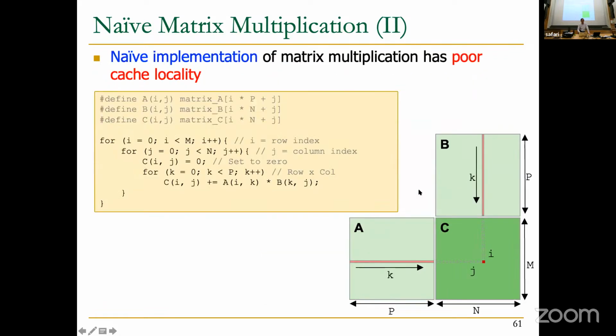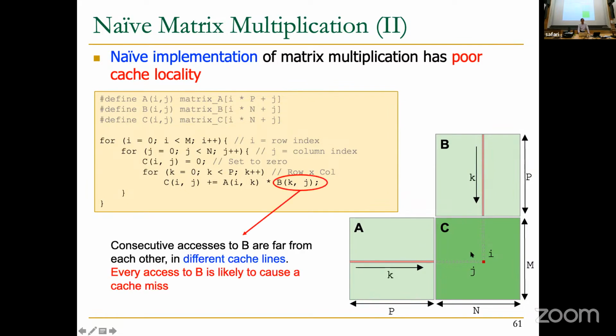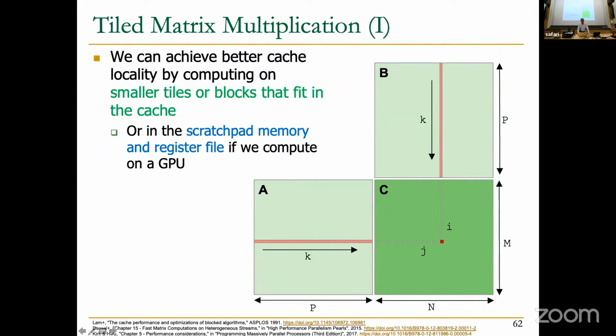So basically, if you naively implement this using the entire matrices, you have poor cache locality for multiple reasons. One is what I just said, and also the size of the matrix may be very large. Essentially, the consecutive accesses to B are far away from each other in different cache lines. Every access to B is likely to cause a cache miss. So how do you reduce that impact?